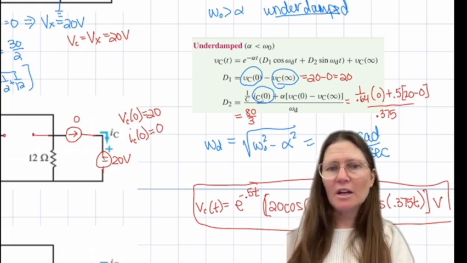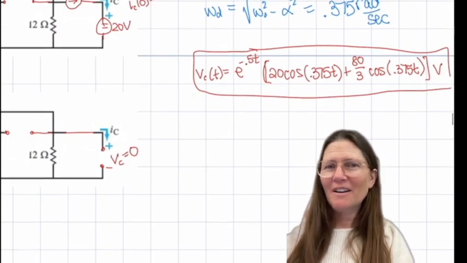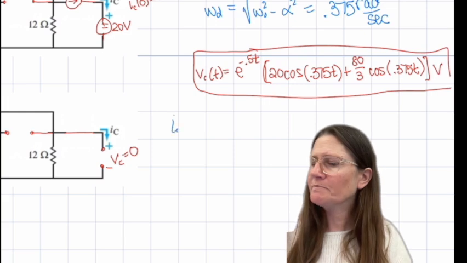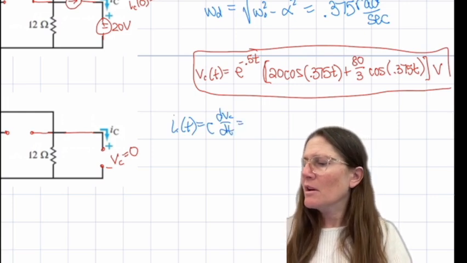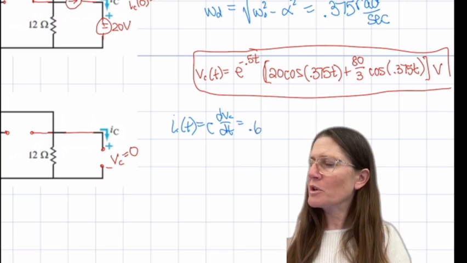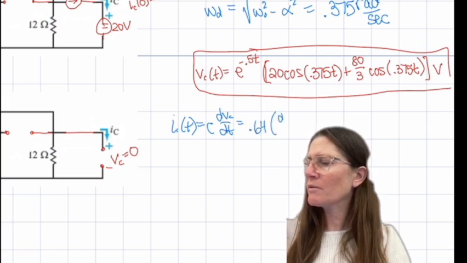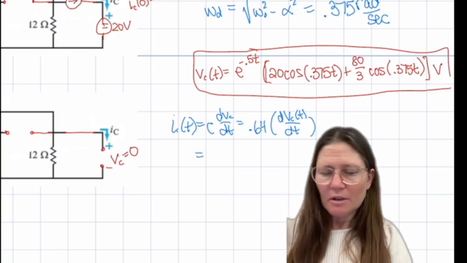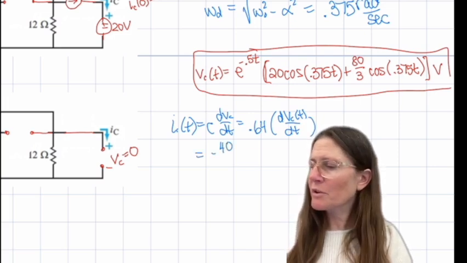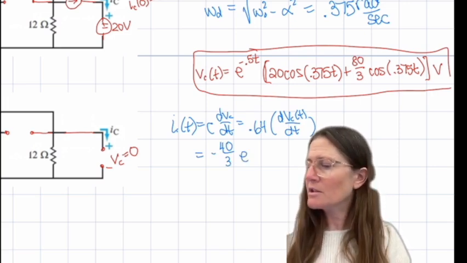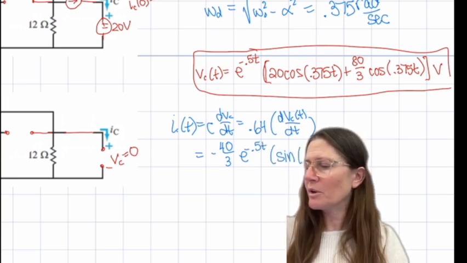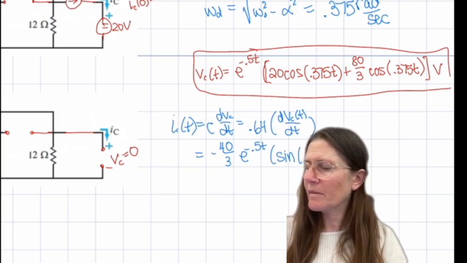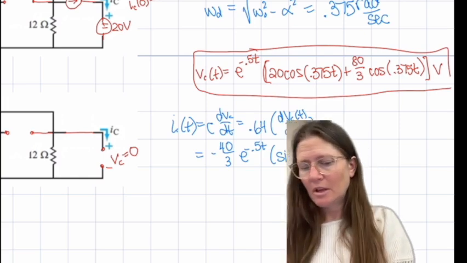And again, if I wanted to find Ic of t, Ic of t is C dVc/dt. And it was 0.64 times the derivative of all of that. And that ends up being a minus 40 over 3 e to the minus 0.5 t sine of 0.375 t in amps.